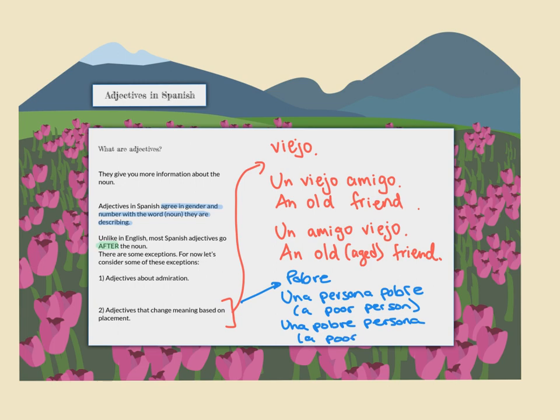So it gets translated the same in English, but it does have that double meaning, and depending on where you put it in Spanish, it will change meaning. So if you put it after, you're referring to the lack of money. If you put it before, you're referring to having some kind of pity, or some kind of a person that maybe has had some disgraces happen to them.